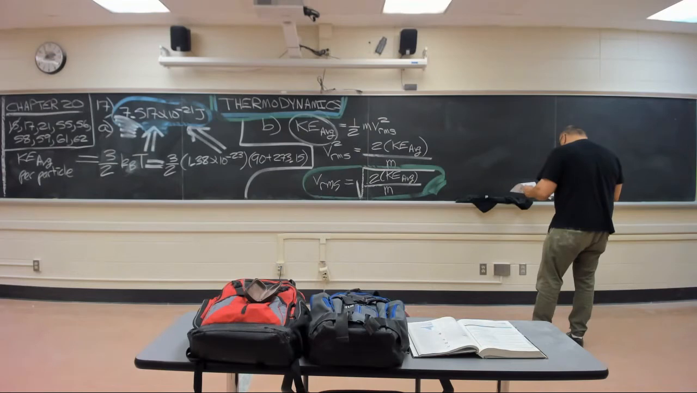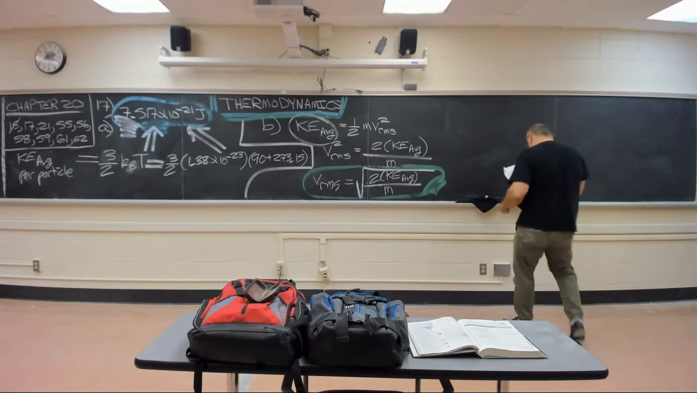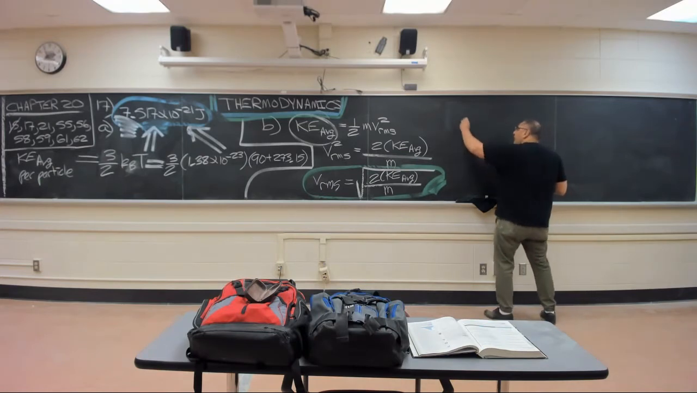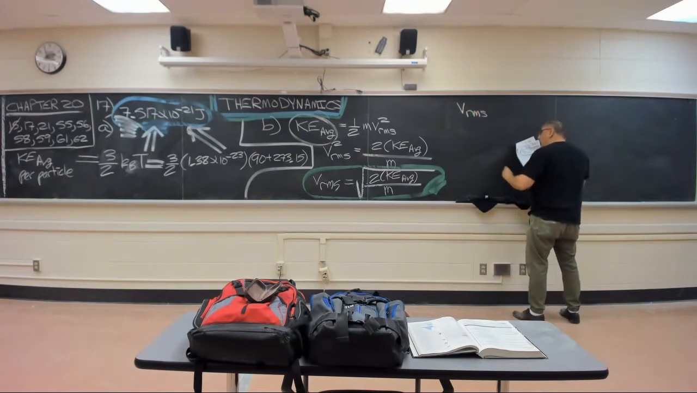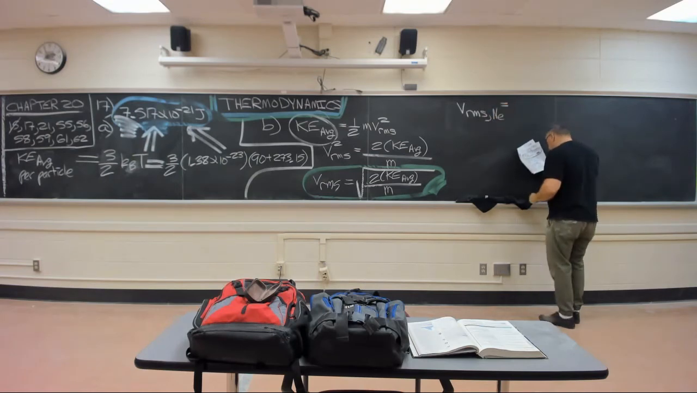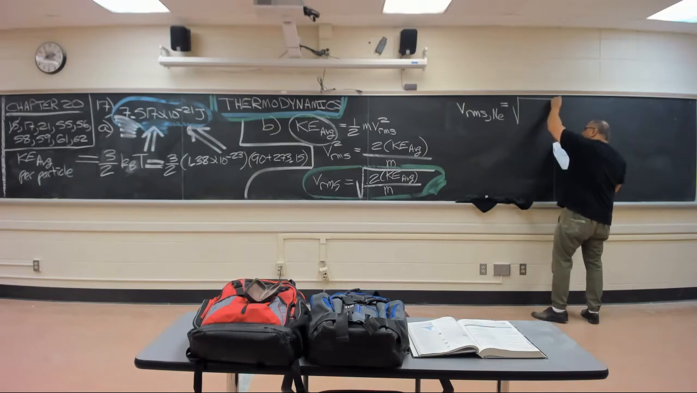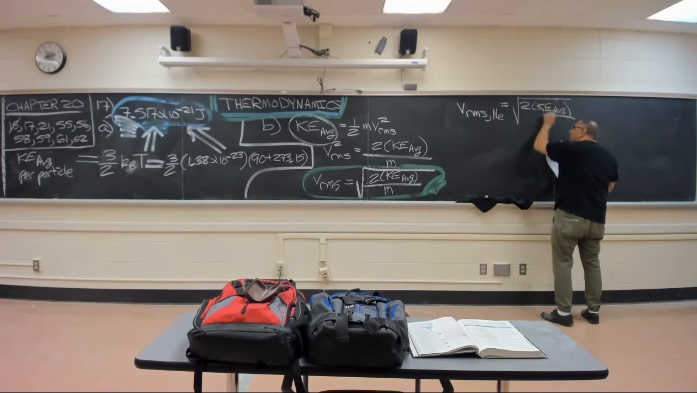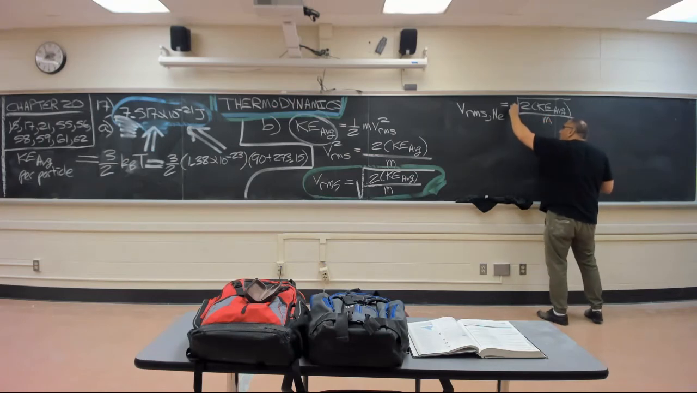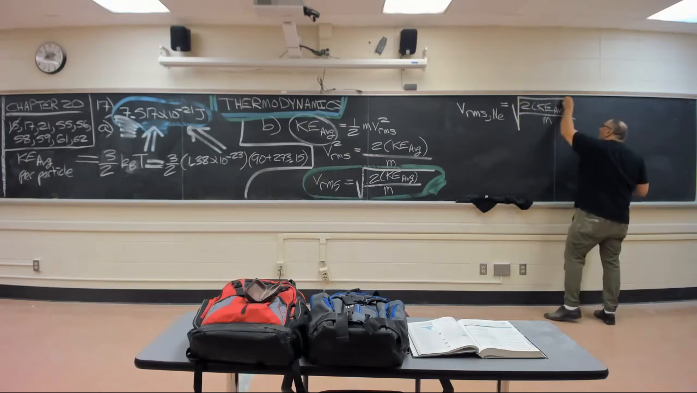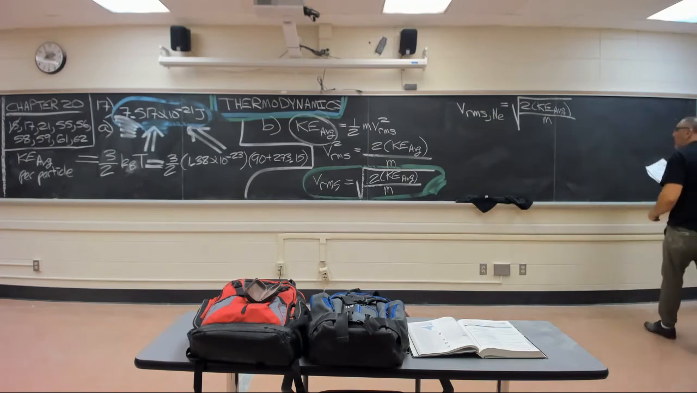They're talking about both. Let me just write this a couple ways. Over here, VRMS for neon is going to be the square root of 2 KE average we were talking about. You've got this right here.